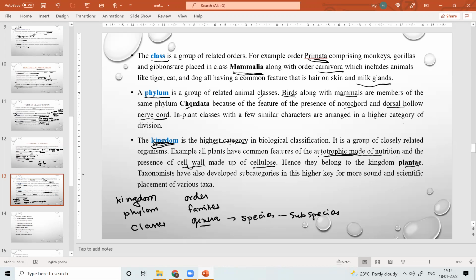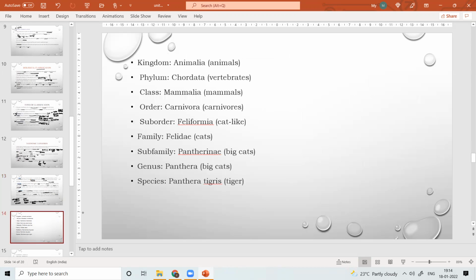And here species is the basic taxonomic unit, that is the lowest rank. And here is the kingdom, which has the highest rank in the taxonomy. So we have kingdom Plantae, kingdom Animalia, kingdom Monera, like that. So here is one example, the classification of tiger.